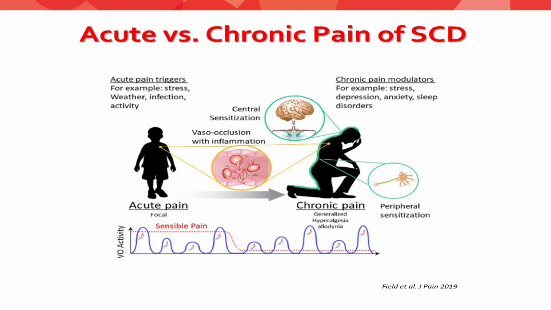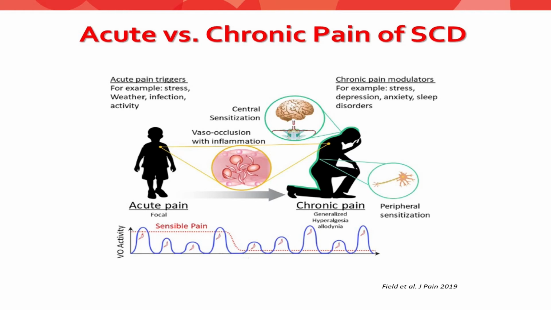But as the patients get older, the pain frequency increases. And along with vaso-occlusion, other mechanisms start to become active, like central sensitization and peripheral sensitization, and also I want to point out the chronic pain modulators. Stress is always important, but depression, anxiety, and sleep are all connected when you have chronic pain. So it's important to pay attention to that.